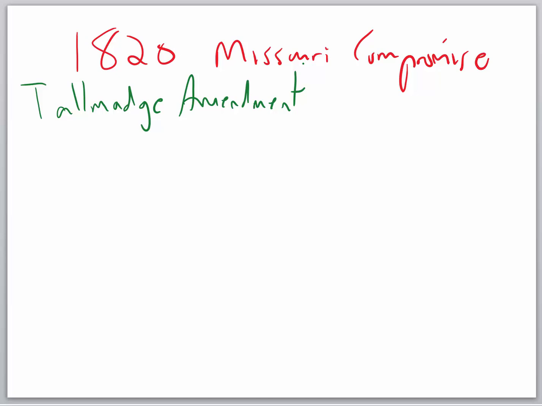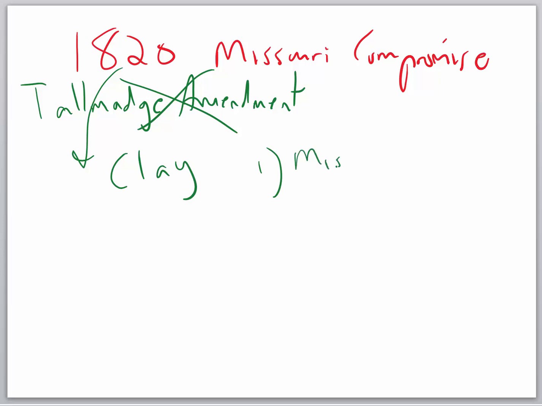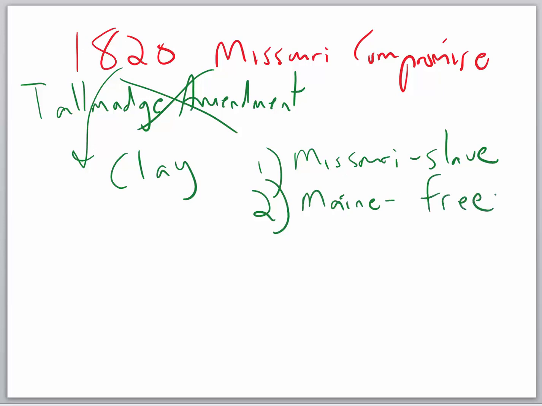But this amendment was clearly rejected by Congress. So this Missouri Compromise is the work of Henry Clay, and there are three parts to it. The first part is that Missouri will enter as a slave state. But to keep everything balanced, we will take a territory off of Massachusetts, call it Maine, and this will become a free state.